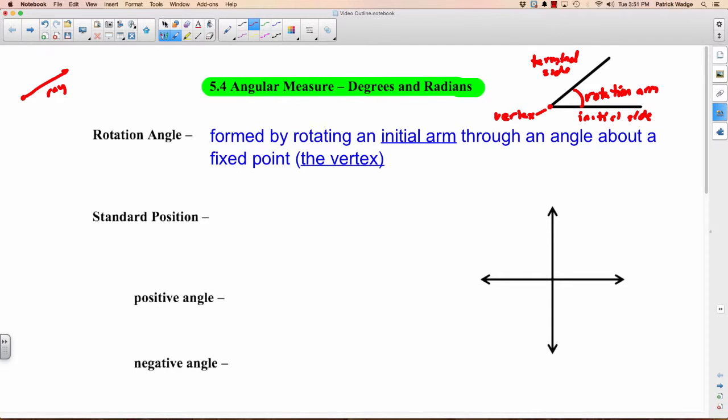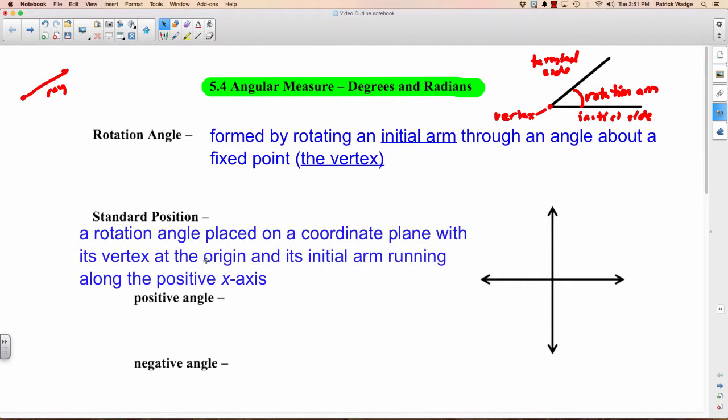All right, much related to that is a standard position angle. So what a standard position angle is, it's a rotation angle, so it's just like this, except you're going to place it on a coordinate plane. Here's a coordinate plane, right? We have your 4 quadrants. You're going to put the vertex at the origin. So you see that vertex point right there? We're going to put that point at the origin, which is right here. And you're going to put the initial arm, here's the initial arm, it's going to run along the positive x-axis.